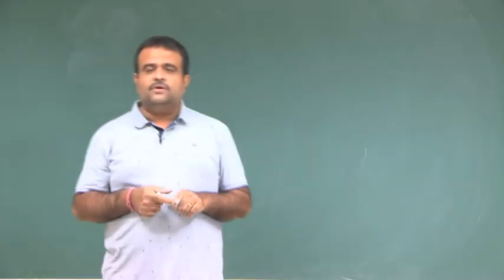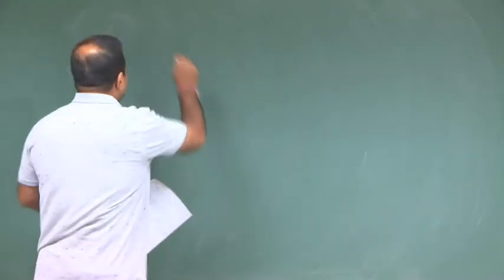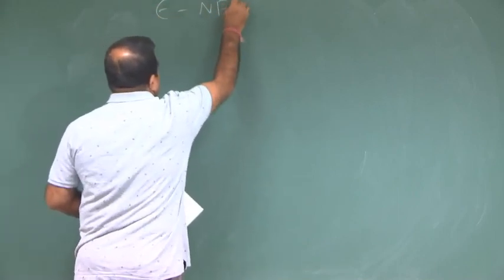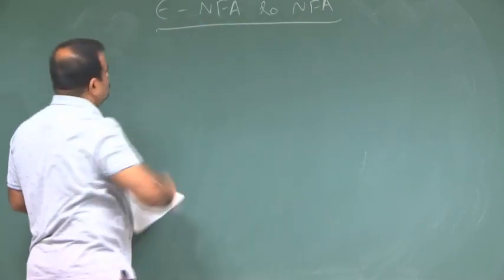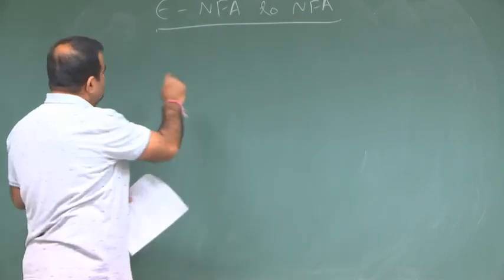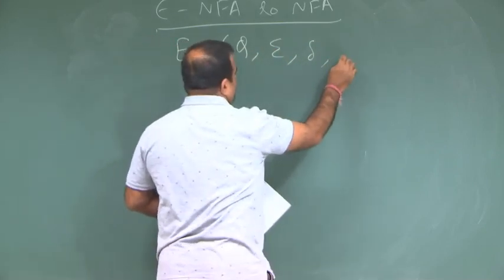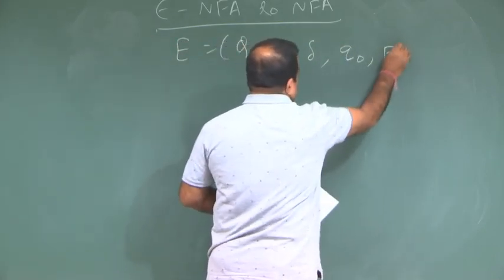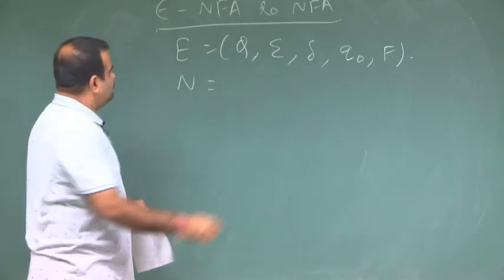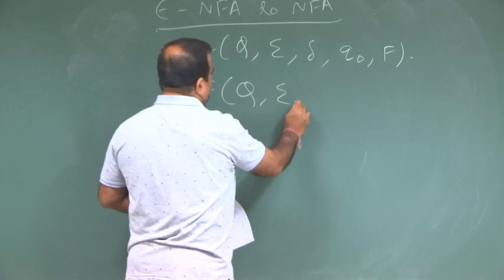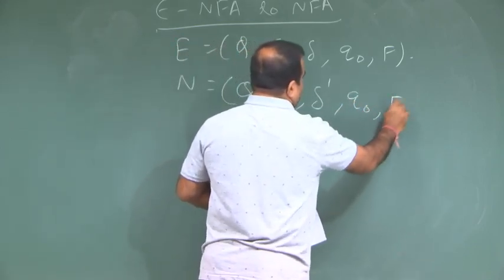Okay, so we are talking about epsilon NFA to NFA. So, we will discuss two examples. Just to recap, we have been given an epsilon NFA, and now we want to construct an NFA which will accept the same strings, defined by delta prime, q 0 and f prime.